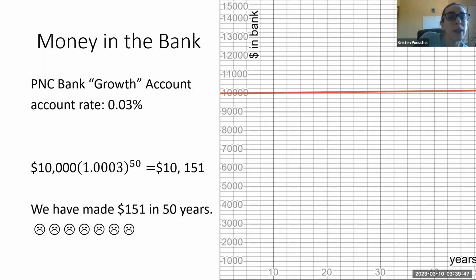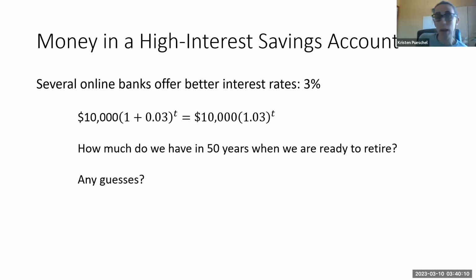Okay. So this label that is given by the bank, although it is true that this rate is higher than the other rates that the bank offers, no one would really call this like a really growing account. Okay. So there are other places we could put our money though. So there are like online banks that have high interest savings accounts. So for example, there are several online banks where you can get interest rates of about 3% per year. Okay, so let's take a look at how this affects things.